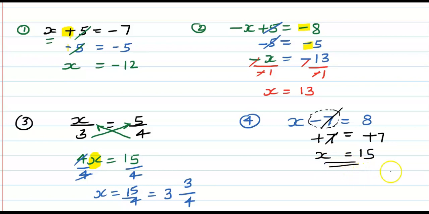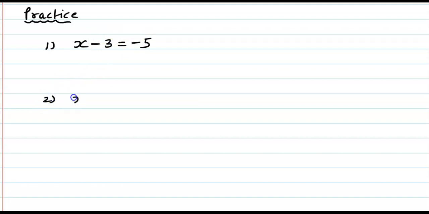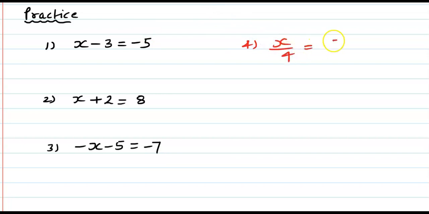Now practice questions for you that you need to do, and then you can show your working. So practice questions are here. Let's write down here, practice questions. These questions you need to try. The first question is x minus 3 equals minus 5, x plus 2 equals 8, minus x minus 5 equals minus 7, and this side we can give you x over 4 equals 5.